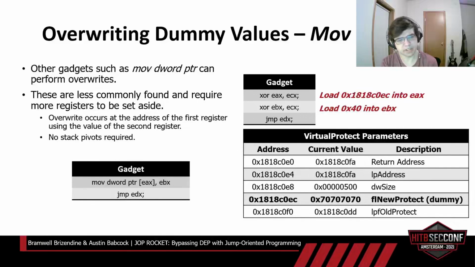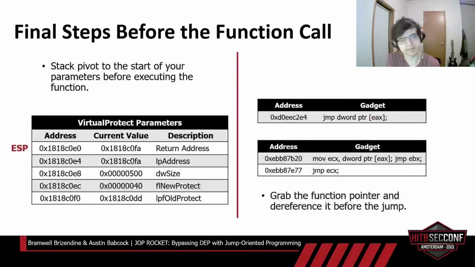But with move dword pointer, our first register is going to hold the address that we want to write to, and our second register is going to hold the value. And once we execute this gadget, we will overwrite our second parameter that was a placeholder in our example VirtualProtect here. One thing to note here is that we don't need any stack pivots at all, which is nice.